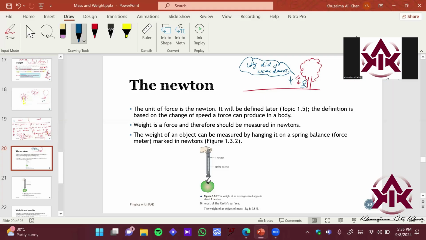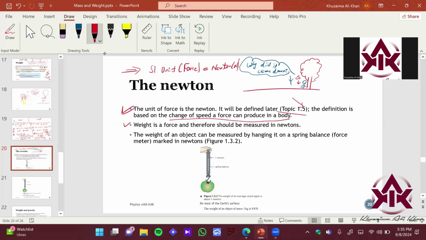So let's start to discuss what is a Newton. Newton is the SI unit for force, right? We will study this in your chapter on forces. The SI unit of force is the Newton, since he was the pioneer of it, represented by capital N, right? Its definition is based on the change of speed a force can produce in a body. We'll discuss this in the fifth chapter, right?